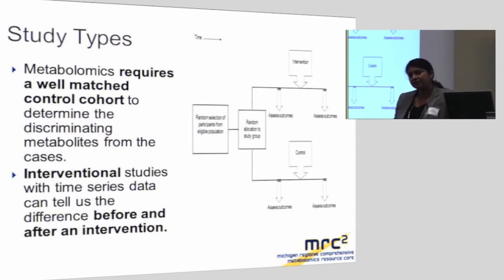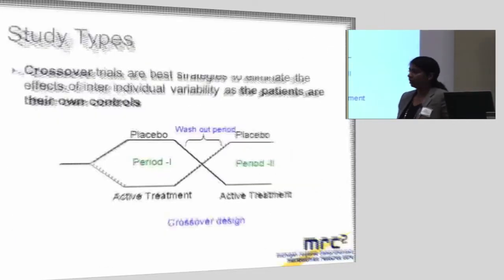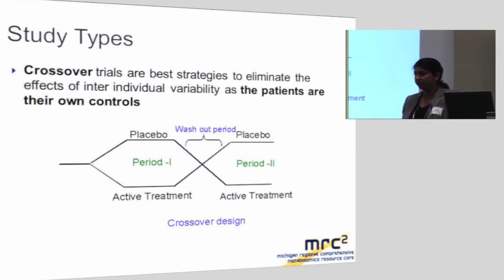Interventional studies are very well suited for our purposes because here you can compare before and after the intervention. Therefore, it reduces the differences between individual phenotypes. Crossover trials are even more ideal because here the placebo and the intervention are done in the same group. Therefore, we're essentially comparing only the intervention effects on these cohorts.